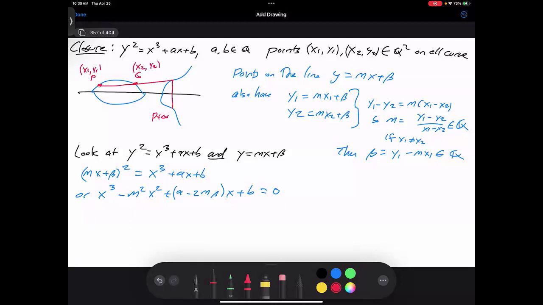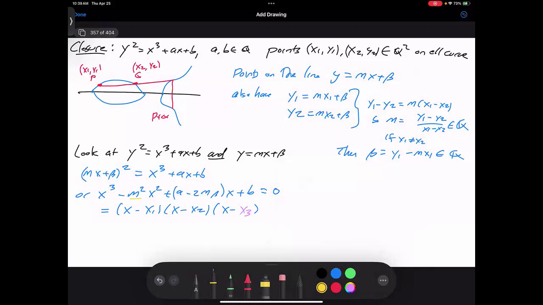Can you give me any values of x that we know will work? I'm looking for just values of x. When I take x equals x1, that's going to satisfy the elliptic curve. It's going to satisfy the line. x1 is going to be a root of this cubic. Can you give me another root of this cubic? x2. So we know that this factors as x minus x1, x minus x2 times x minus, and we don't know much about it yet, x minus x3.